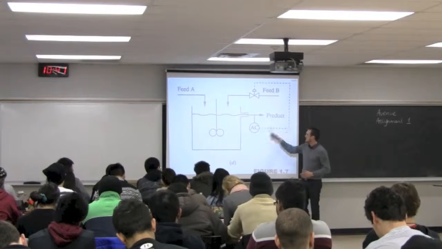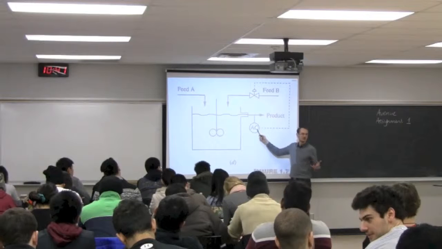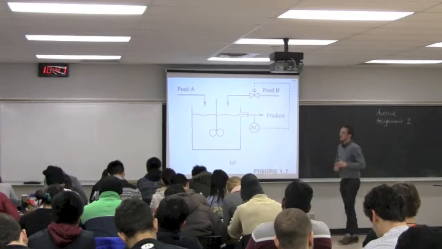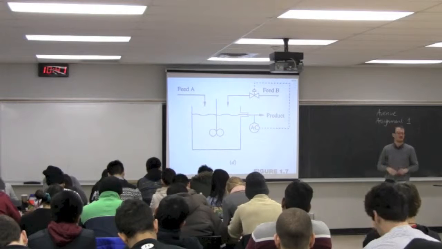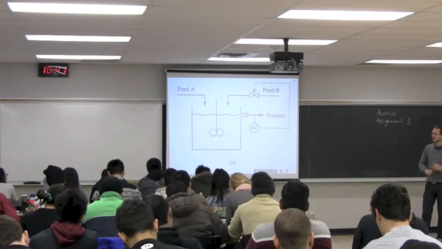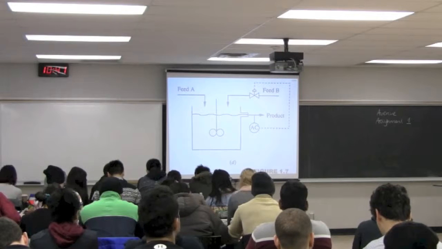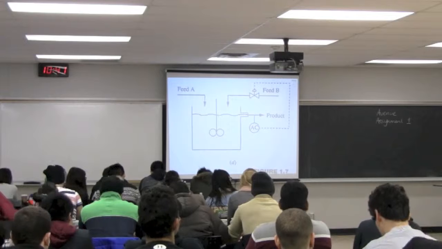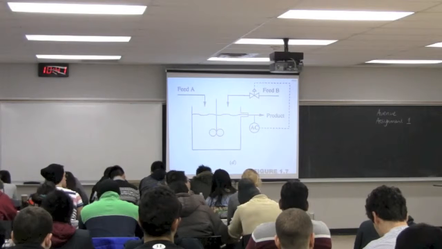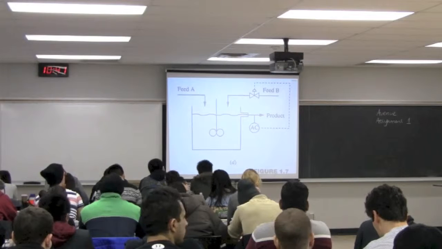So pH is my analyzer, and the C refers to control. So I'm most likely controlling pH here. Cause and effect: is there a valid cause and effect in the system? Yes. So what do you do if the pH is too low? What do you do to the valve? Open.